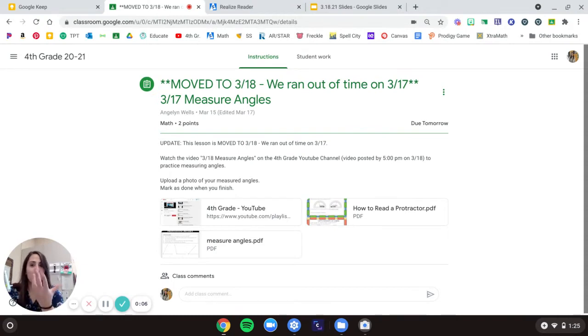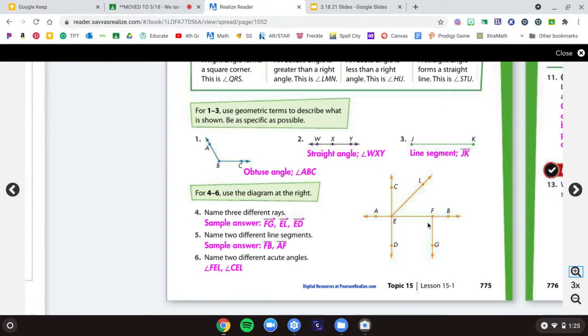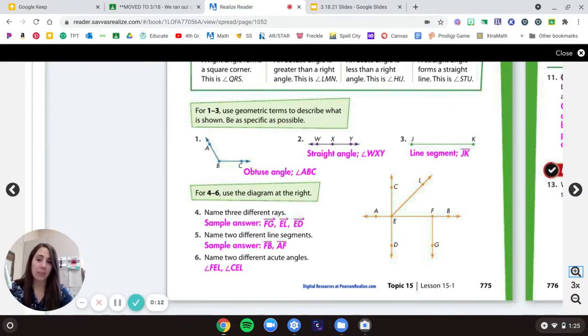So we'll start with correcting our homework from the other day, from Tuesday. Go ahead and find your book, page 775. You had problems 1, 2, and 6 on the front.